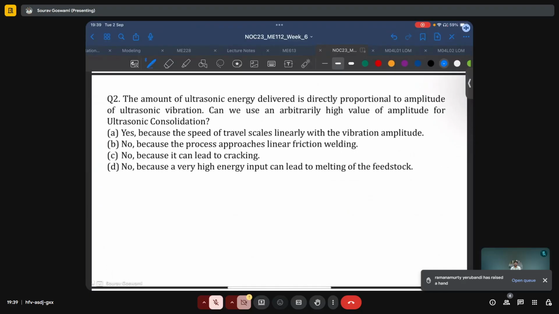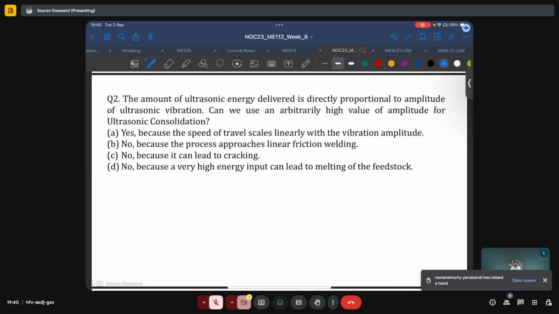The second question is asking, the amount of ultrasonic energy delivered is directly proportional to amplitude of ultrasonic vibration. Then, can we use an arbitrarily high value of amplitude for ultrasonic consolidation? And several assertions and reasoning are given to us. So, yes, because the speed of travel scales linearly with the vibration amplitude. If we have a higher amplitude, we can weld faster and thus finish the building process faster.